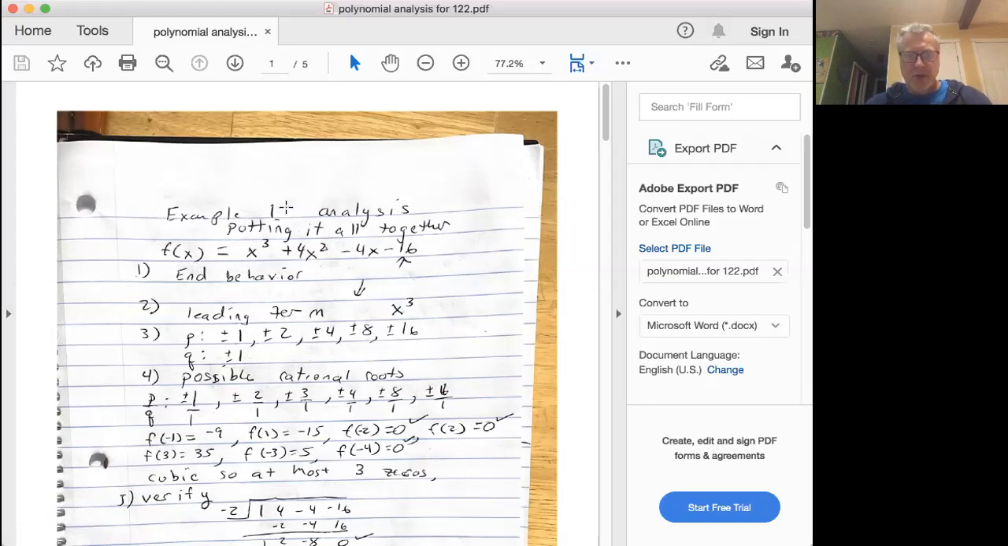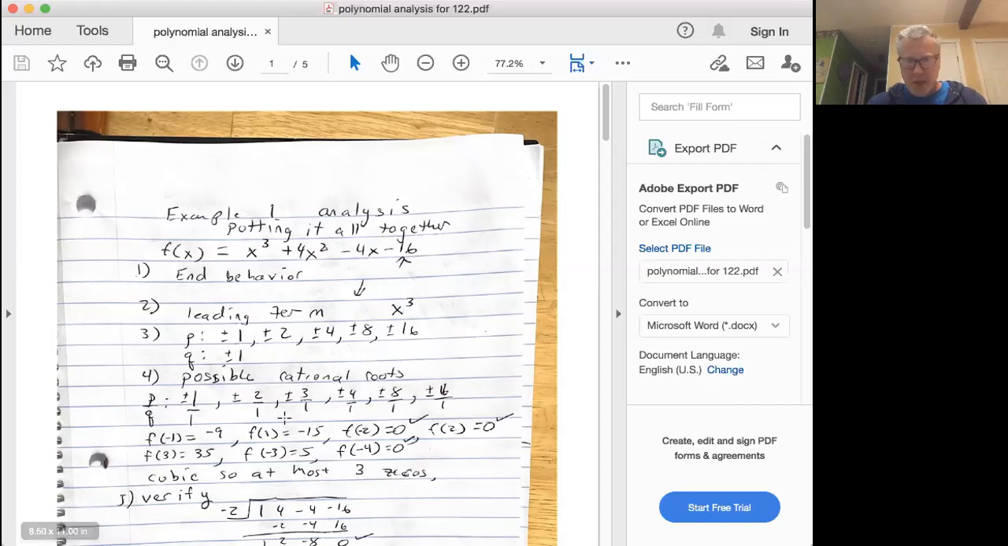And then q, those are all the factors of the leading term. The coefficient of the leading term would be plus and minus 1. So when I take p divided by q, those are all the possible rational roots for this polynomial. So we take 1 over 1, 2 over 1, 4 over 1, 8 over 1, and 16 over 1. And they're all over 1 because q is 1. We don't have any other worries with q, and it's plus and minus.